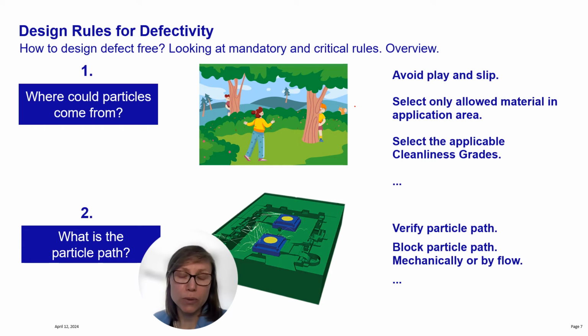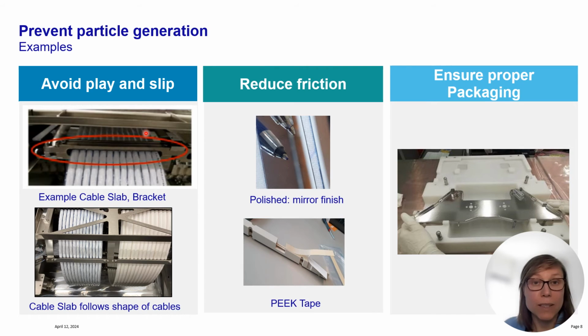That holds also for the manufacturing process. Here are some concrete examples of how to prevent particle generation. The cables are fixed with brackets to avoid slip. Also, it follows the shape of the cables. To reduce friction, the surface roughness is reduced by polishing the mirrors and also adding tape to the components.